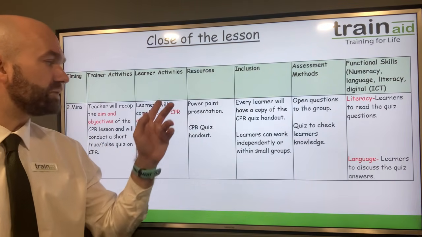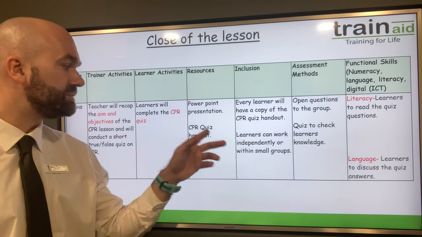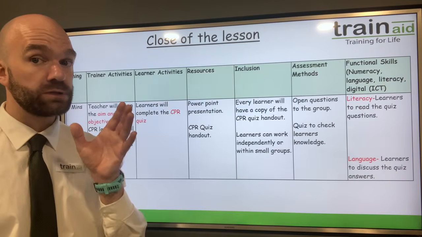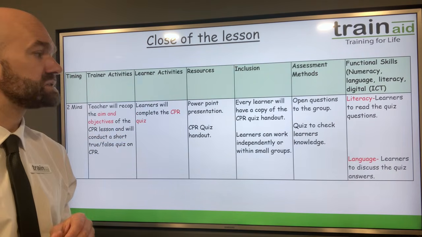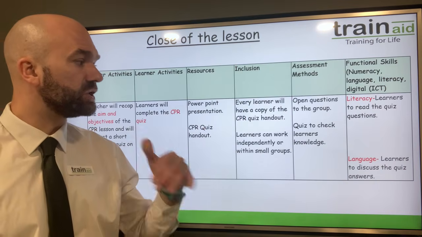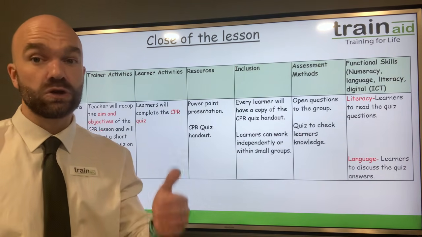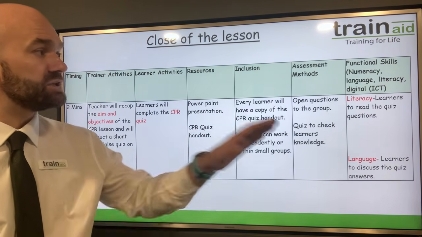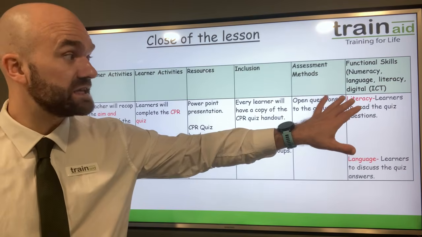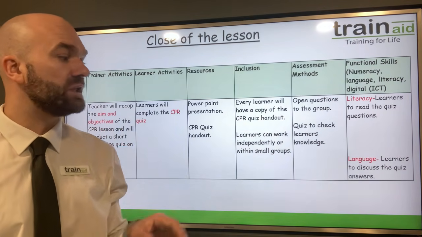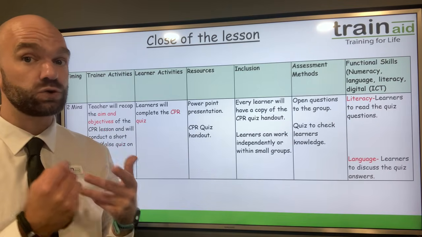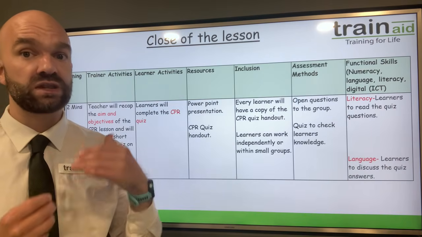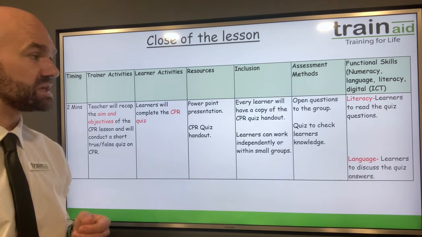So I will have a PowerPoint slide, I will have a CPR quiz, I'll have a handout here. Inclusion, everyone is going to partake within this quiz, and obviously open questions are going to be used to check learners' knowledge, their understanding of how to perform CPR as well. And in terms of functional skills, this is going to be fantastic for promoting literacy and also language as well. So learners are going to be reading the quiz questions, and also they're going to say their answers as well. So they're going to describe their answers here.